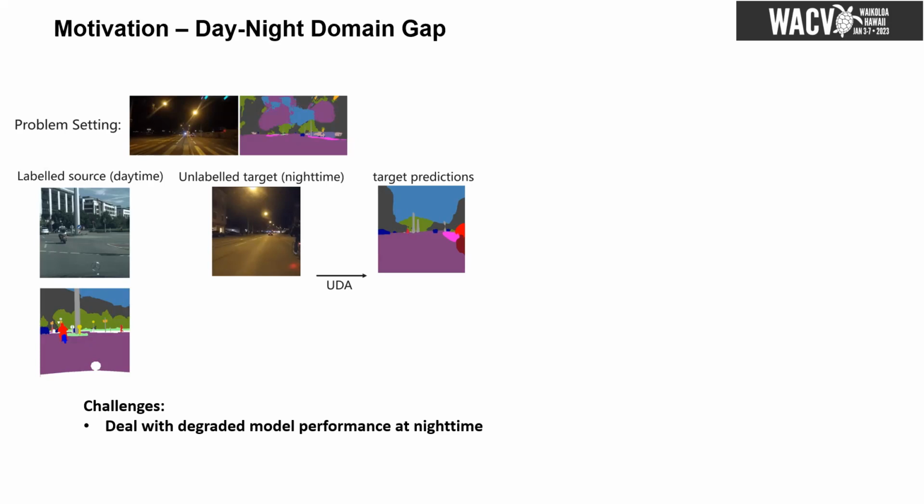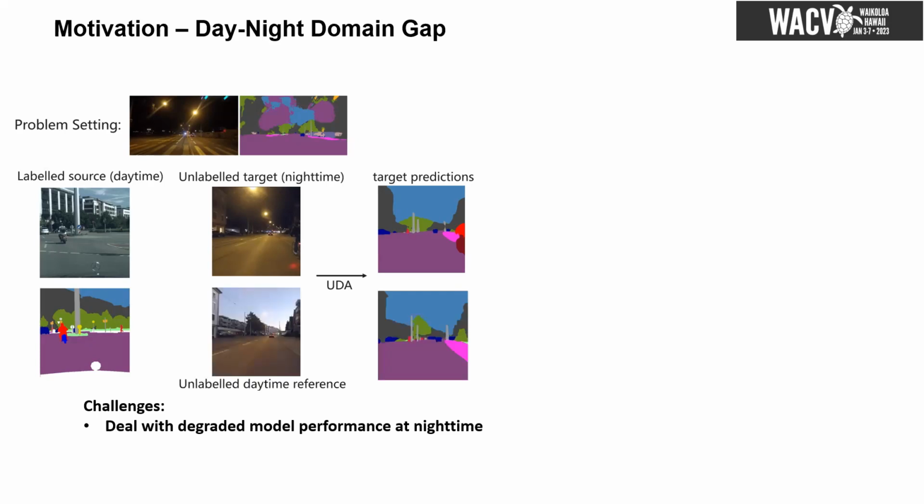In addition to the labeled daytime dataset, existing nighttime datasets usually provide nighttime images together with corresponding daytime reference images captured at nearby locations for reference. The key challenge is to minimize the performance gap between the two domains and how to take full advantage of the unlabeled daytime reference data owing to their much smaller domain gap. In this paper, we propose LoopDA for adapting nighttime semantic segmentation.